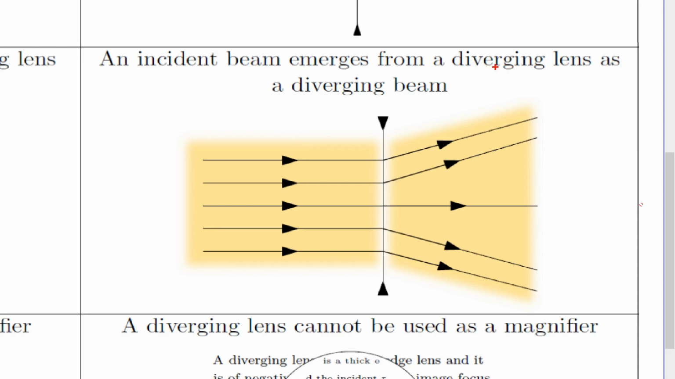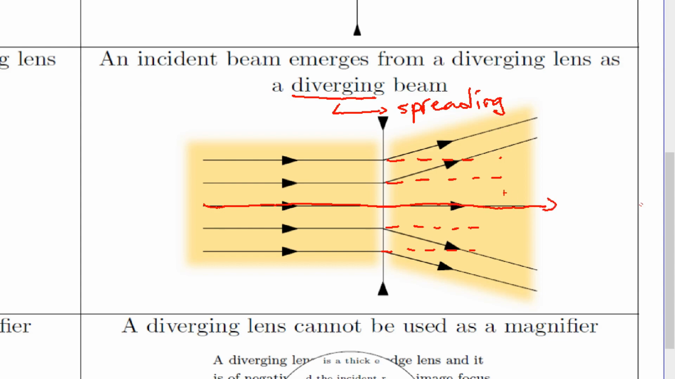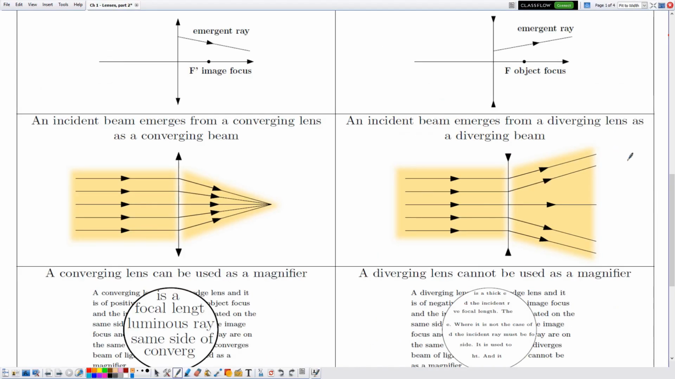Okay, therefore an incident beam emerges from a converging lens as a converging beam, whereas for a diverging lens, an incident beam emerges as a diverging beam, and the word diverging means spreading away or spreading out. Notice that this incident ray will emerge away from the optical axis, as well as this one, and the same for this. Suppose that this is the optical axis. So the incident beam emerges as a diverging beam, which means it's spreading away.